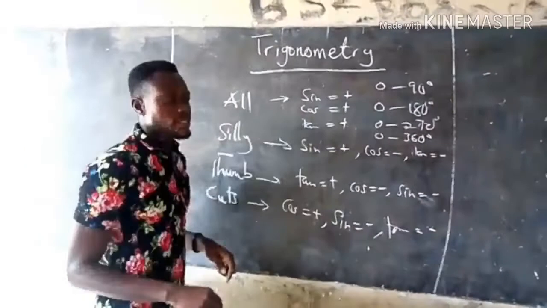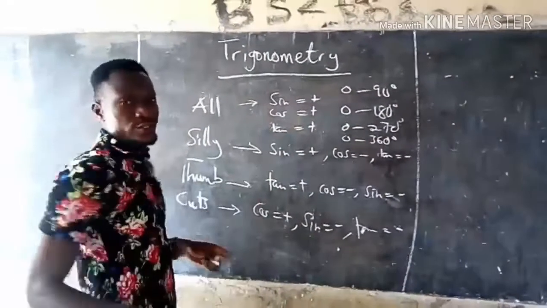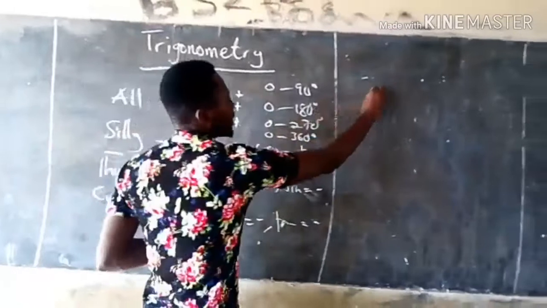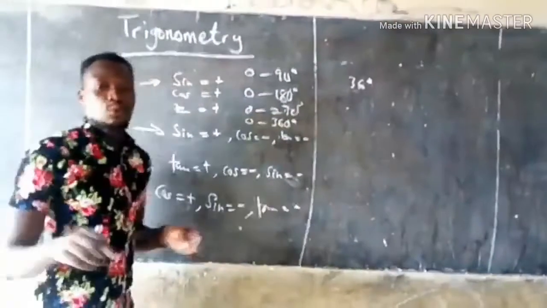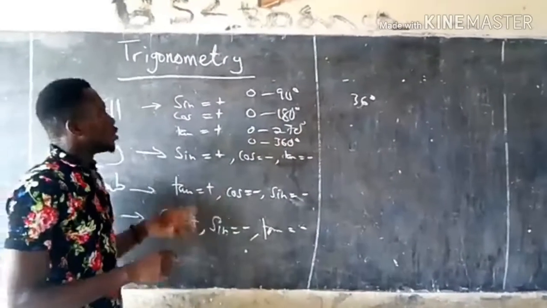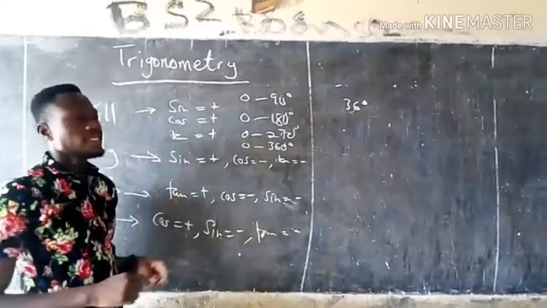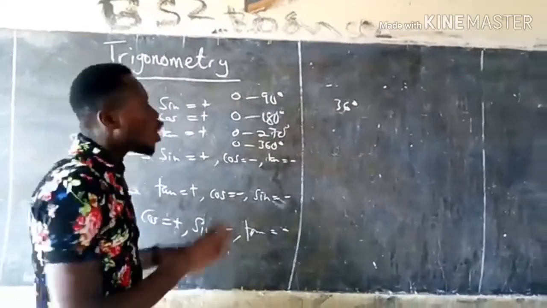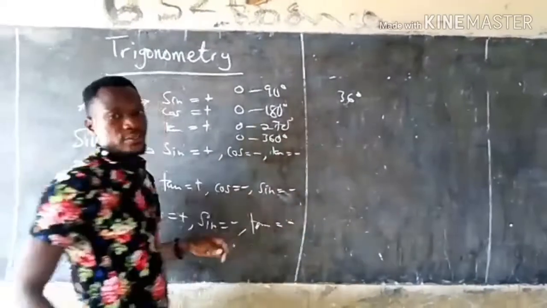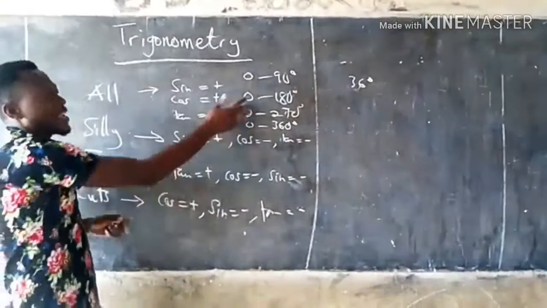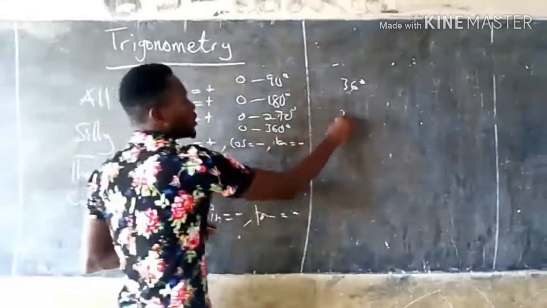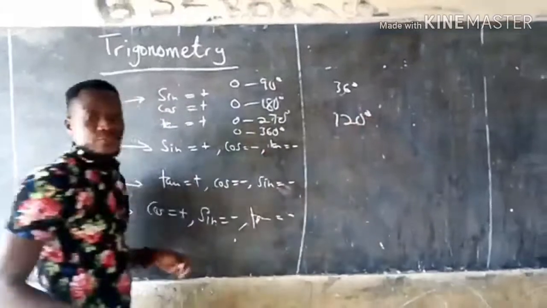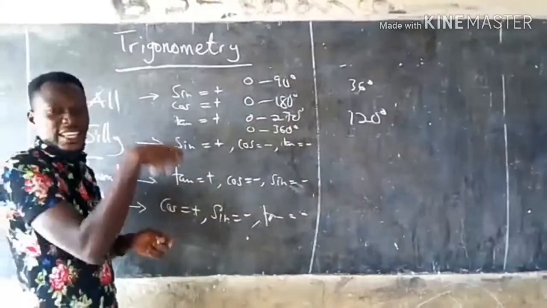So I want you to try this. Let's take an angle in the first quadrant, something like 36 degrees. I want you to punch in sine 36, cos 36, tan 36. You find out that all the values will be positive. Then let's look at the second quadrant. Let's take something like 120 degrees. 120 degrees falls within this range, so it is in the second quadrant.